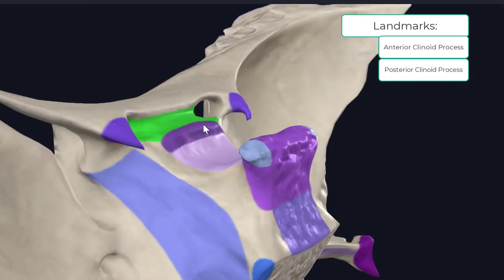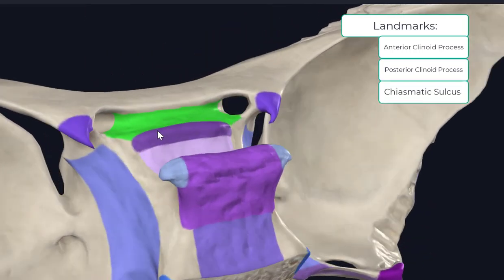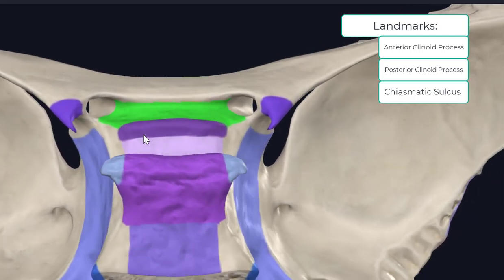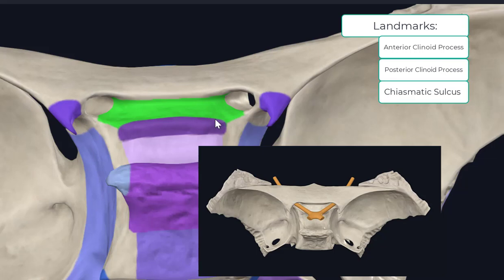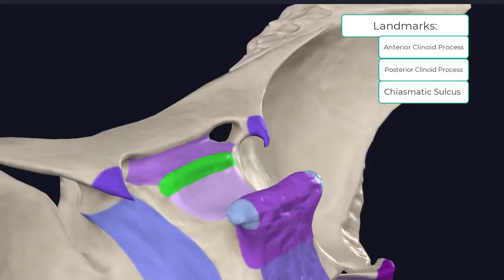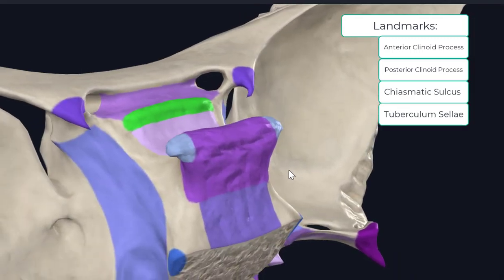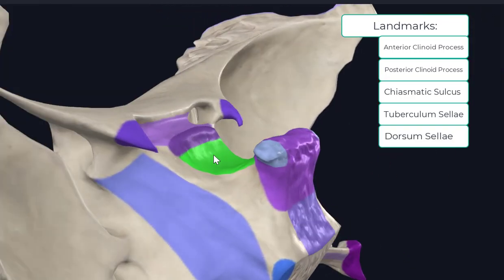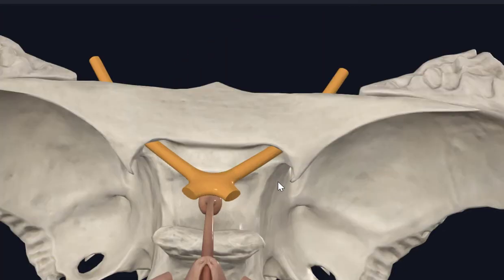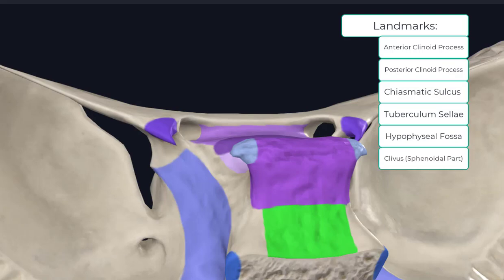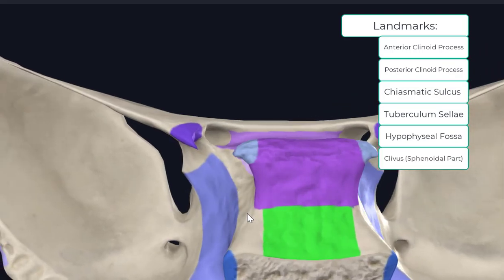Here you have the chiasmatic sulcus, because we know that when the optic nerve enters through the optic canal, these optic nerves merge and they create the chiasm, which is a crossed structure. After that, there is the tuberculum sellae, and here is the dorsum sellae, and the concave landmark is the hypophyseal fossa. It lodges the pituitary gland. This one is the clivus, and the clivus accommodates the brainstem.